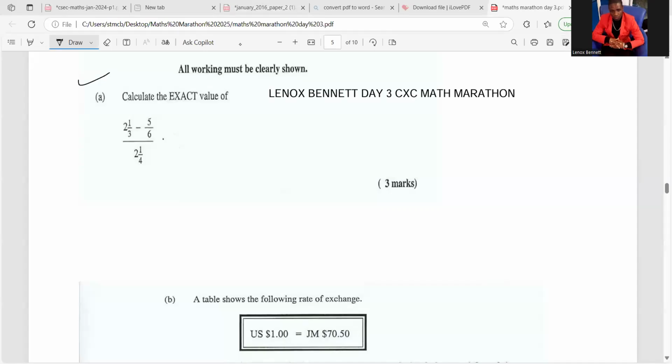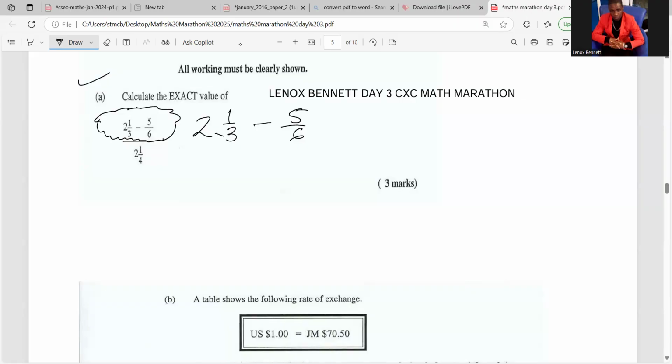All right, so calculate the exact value of 2 and 1/3 minus 5 over 6, over 2 and a quarter. So guys, we have to work this part first, right? Work the top first. This is very similar to the one that we did on day one. All right, so it will be 2 and 1/3 minus 5 over 6.